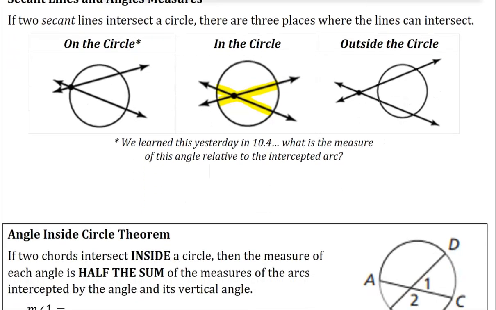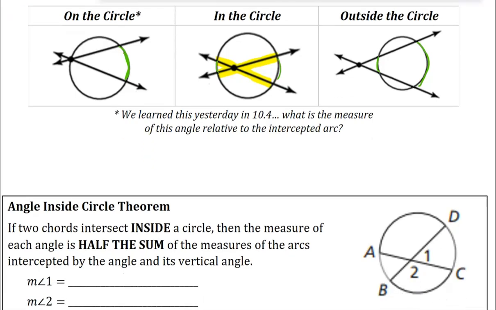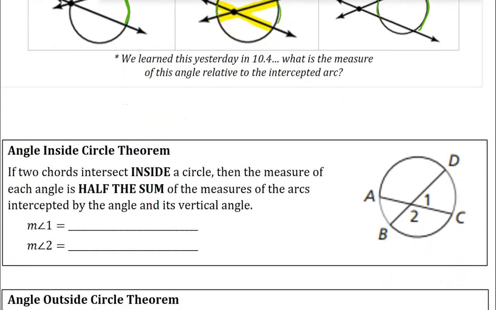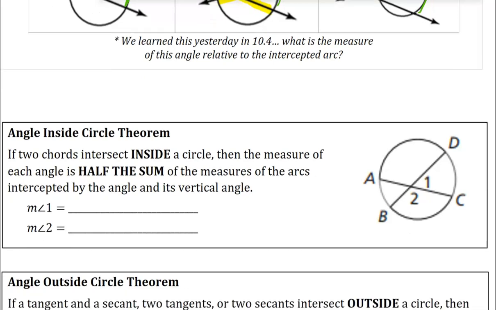All right, so of those three different places where the two lines could intersect, we have three different kinds of relationships between the angles that are intercepted, such as this one or these or these. Okay, and so we're going to go through all of those and then write a summary chart to help us keep these straight.